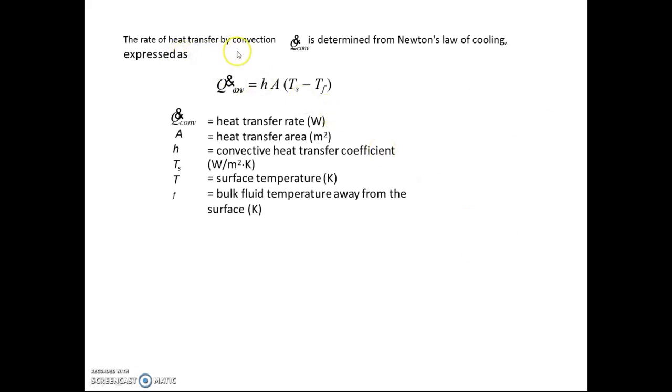The rate of heat transfer by convection is determined by Newton's law of cooling, expressed as this equation: Q convection equals hA(Ts minus Tf). Q convection is the heat transfer rate for convection. A is the area, h is the convective heat transfer coefficient, and this is the unit of h. Ts is the surface temperature in Kelvin. Tf is the bulk fluid temperature away from the surface.